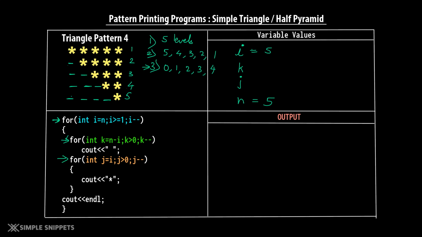The condition is i has to be greater than or equal to 1. Of course, 5 is greater than 1. And we'll say i minus minus, which means the outer for loop will run from 5, it will take the value 4, it will take the value 3, it will take the value 2, and it will take the value 1. Once it becomes 0, when i is equal to 0, is 0 greater than or equal to 1?